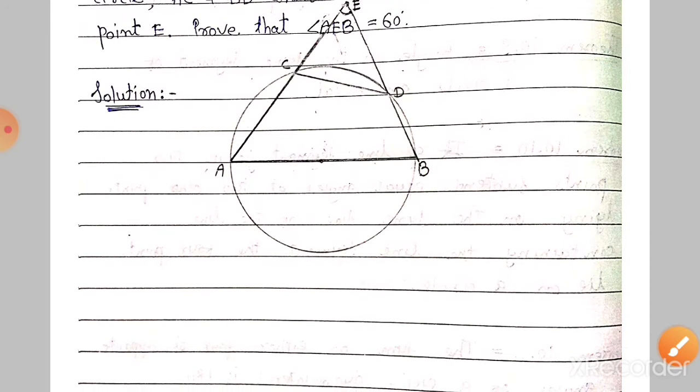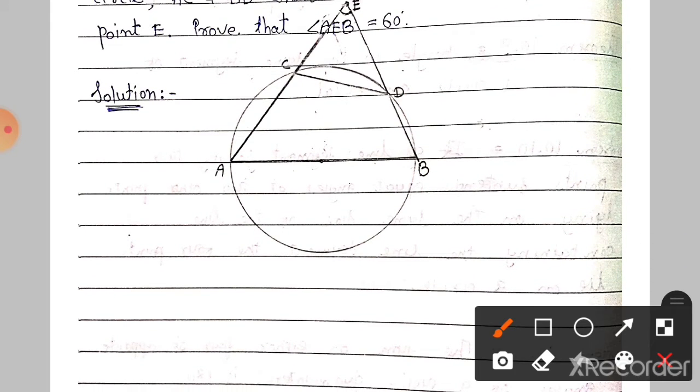First, we need to join, this is the center O, join OC, OD, and this BC. Correct? So students, see here carefully. This is our triangle. Yes or no?